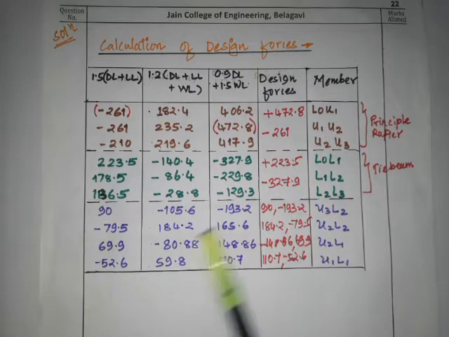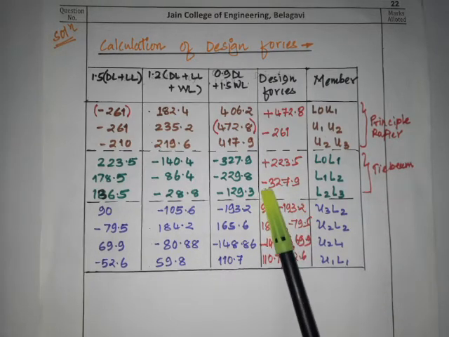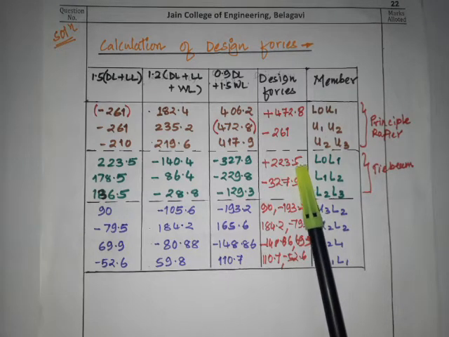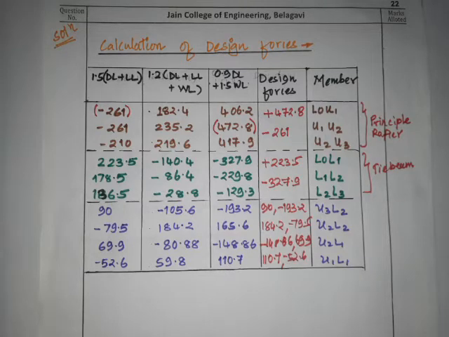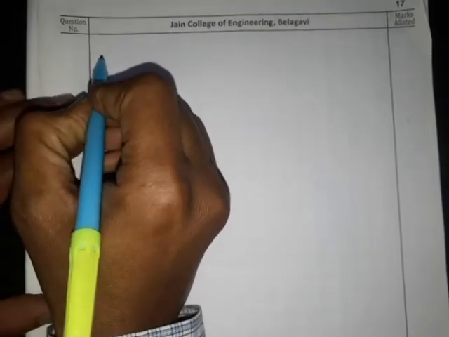Here again we have got the maximum force as compression, so we have to design as a compression member. Again later you have to check whether that member is safe to carry the tension force or not. So we'll begin with that. Here, design of main tie.